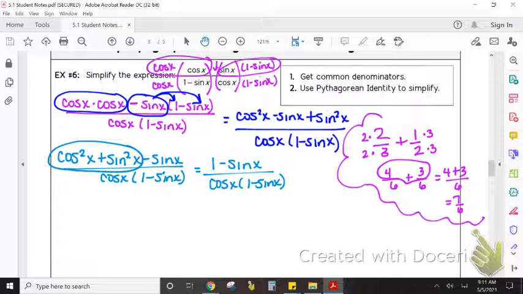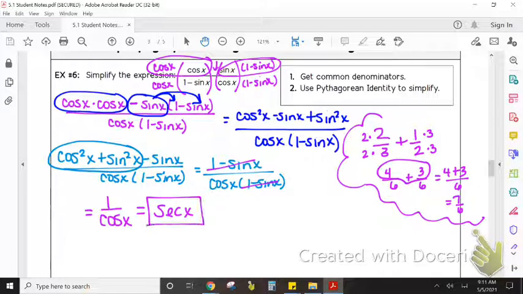Now remember, the 1 minus sine of x is super glued together because of that minus sign, okay? So the only way you can cancel it is if you have a 1 minus sine of x on top and a 1 minus sine of x on bottom. And we do. So these two will cancel. Leaves us with 1 over cosine of x, which is a reciprocal identity, which is secant of x. And so there is our solution there.